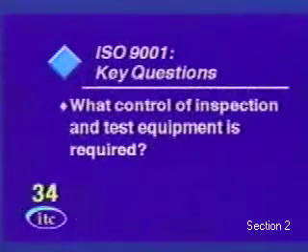What control of inspection and test equipment is required? In the area of inspection and test equipment, a company must demonstrate that it controls, calibrates, and properly maintains inspection and test equipment. In addition, a company must be able to demonstrate that inspection and test equipment has the necessary accuracy and repeatability to measure its product or service.